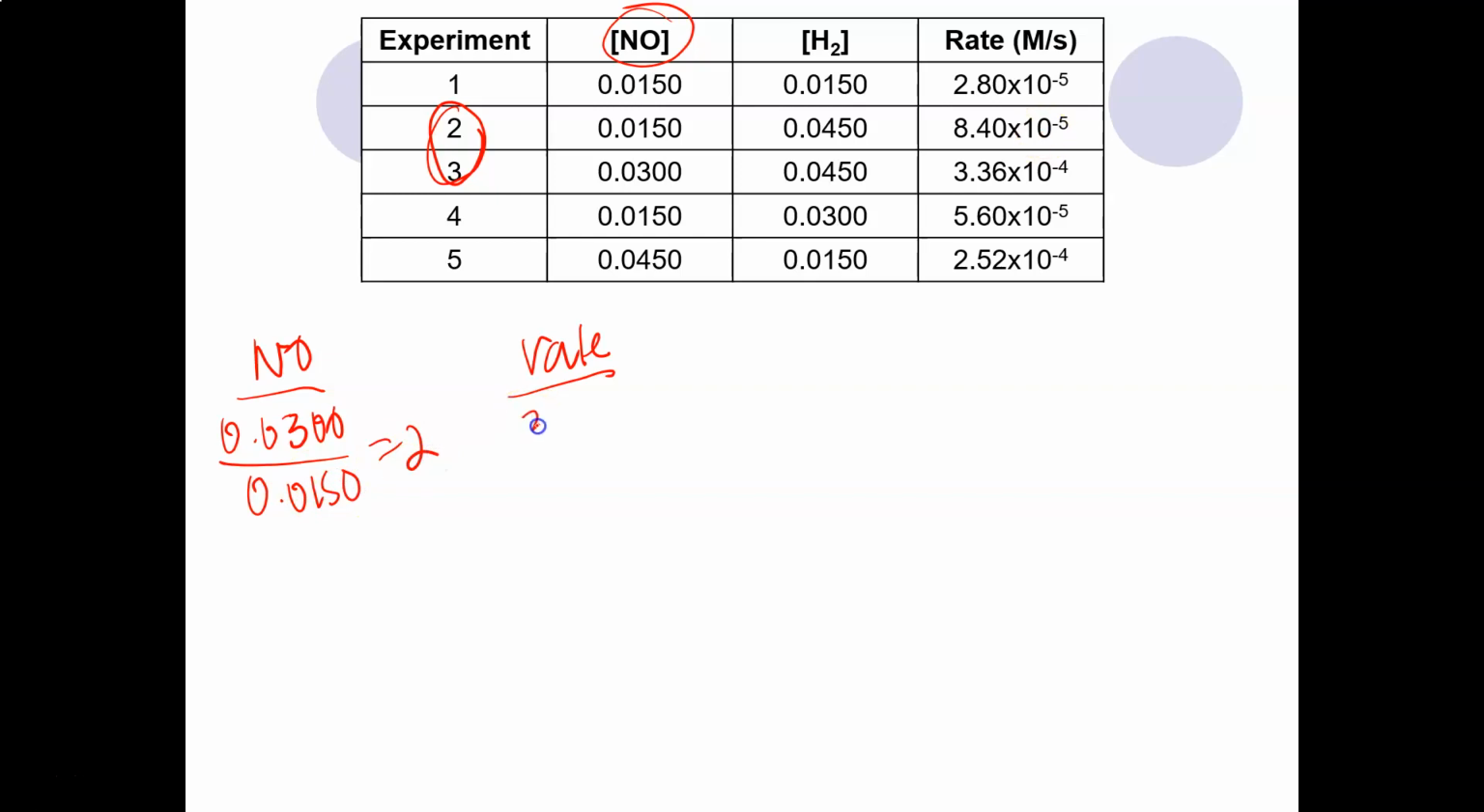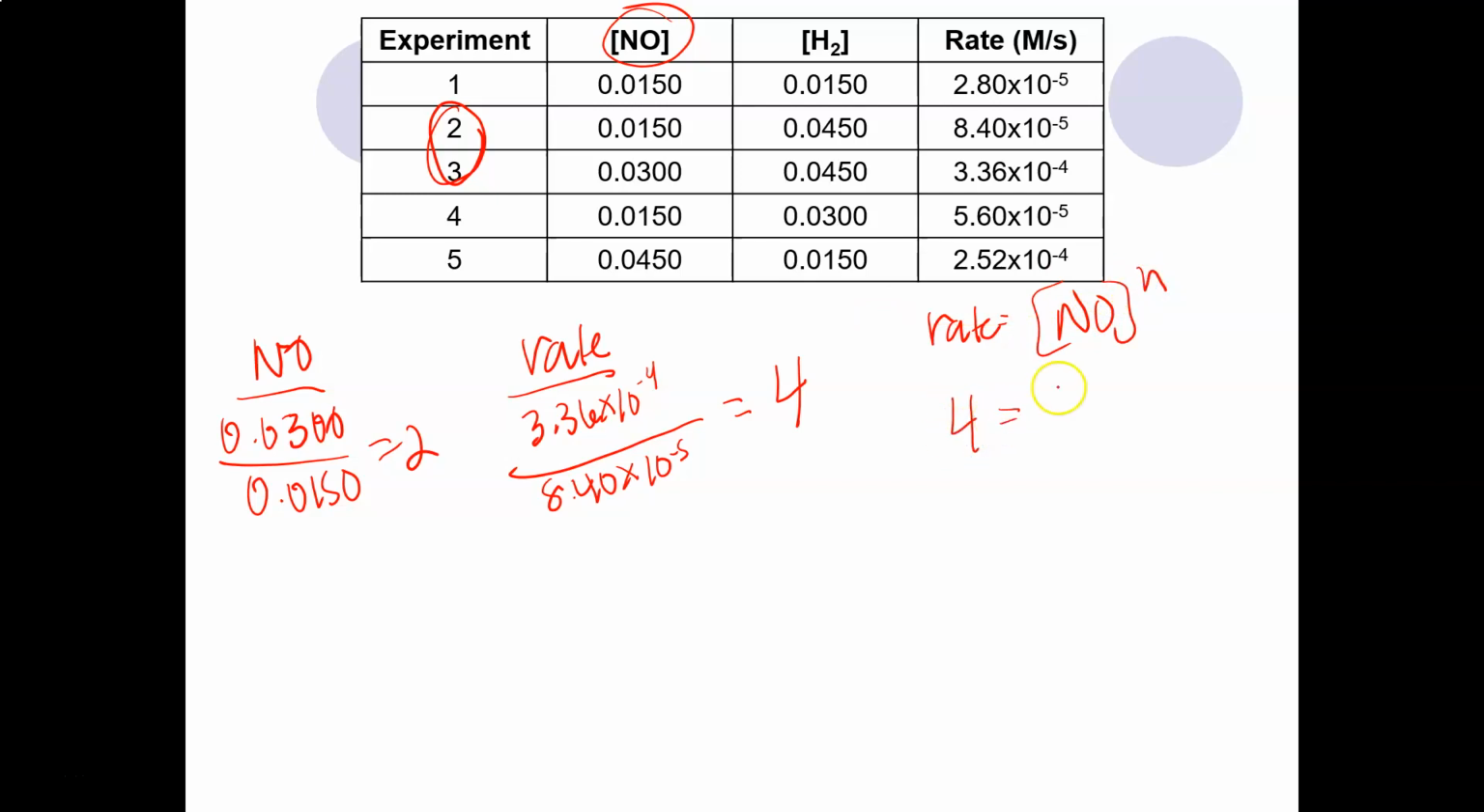And then for the rate, I get 3.36 times 10 to the negative 4th. Notice that is the bigger number because it's to the negative 4th. Then 8.40 times 10 to the negative 5th, and when I do that, I get a 4. So I'm trying to come up with the rate equals NO to some power. For rate, I'm putting a 4. For NO, I'm putting a 2. So 2 to what power equals 4? Well, it's not 1 this time. 2 squared equals 4. So this is going to be second order.